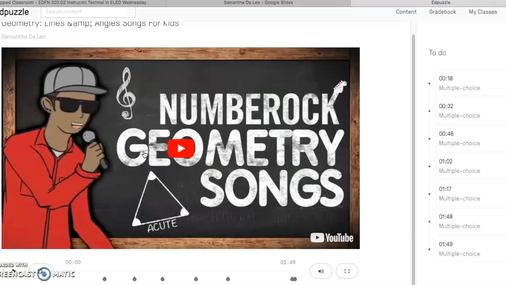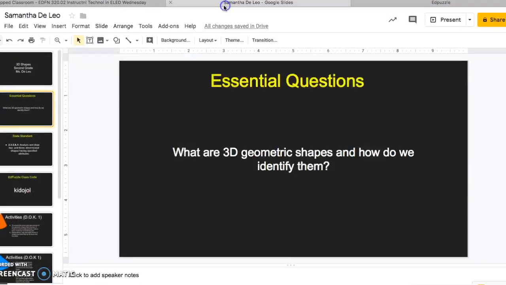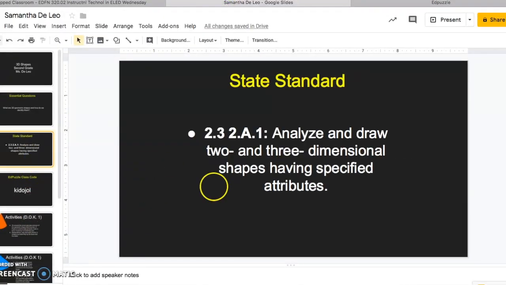For example, a cone has a circular base, and they all meet at a point, and we see cones in our life when we eat ice cream, or traffic cones when we see those on the ground. My standard for this lesson is 2.3, and it's analyze and draw 2- and 3-dimensional shapes having specified attributes.